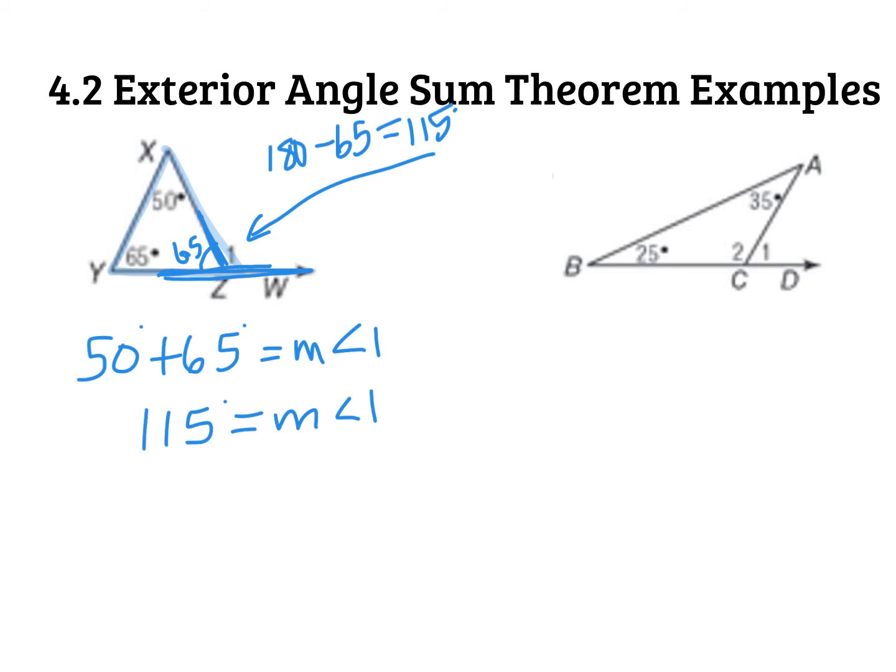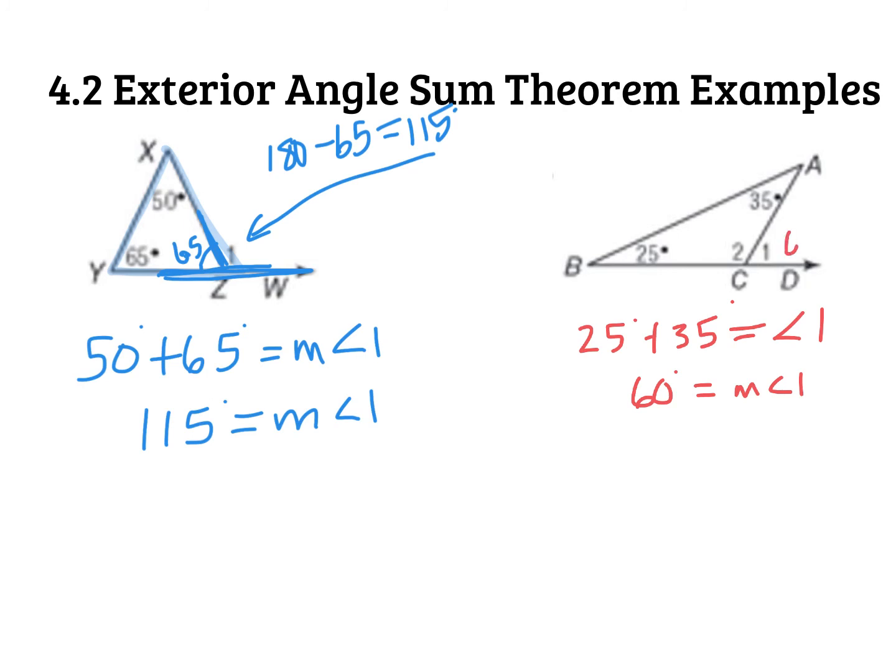So here we have two missing angles. I'm going to start by finding angle 1. So 35 plus 25. Combined, I should get angle 1 on the outside. So let's start with that. 25 degrees plus 35 degrees should equal the angle on the exterior, angle 1. If I add those, I get 60 degrees equals the measure of angle 1.